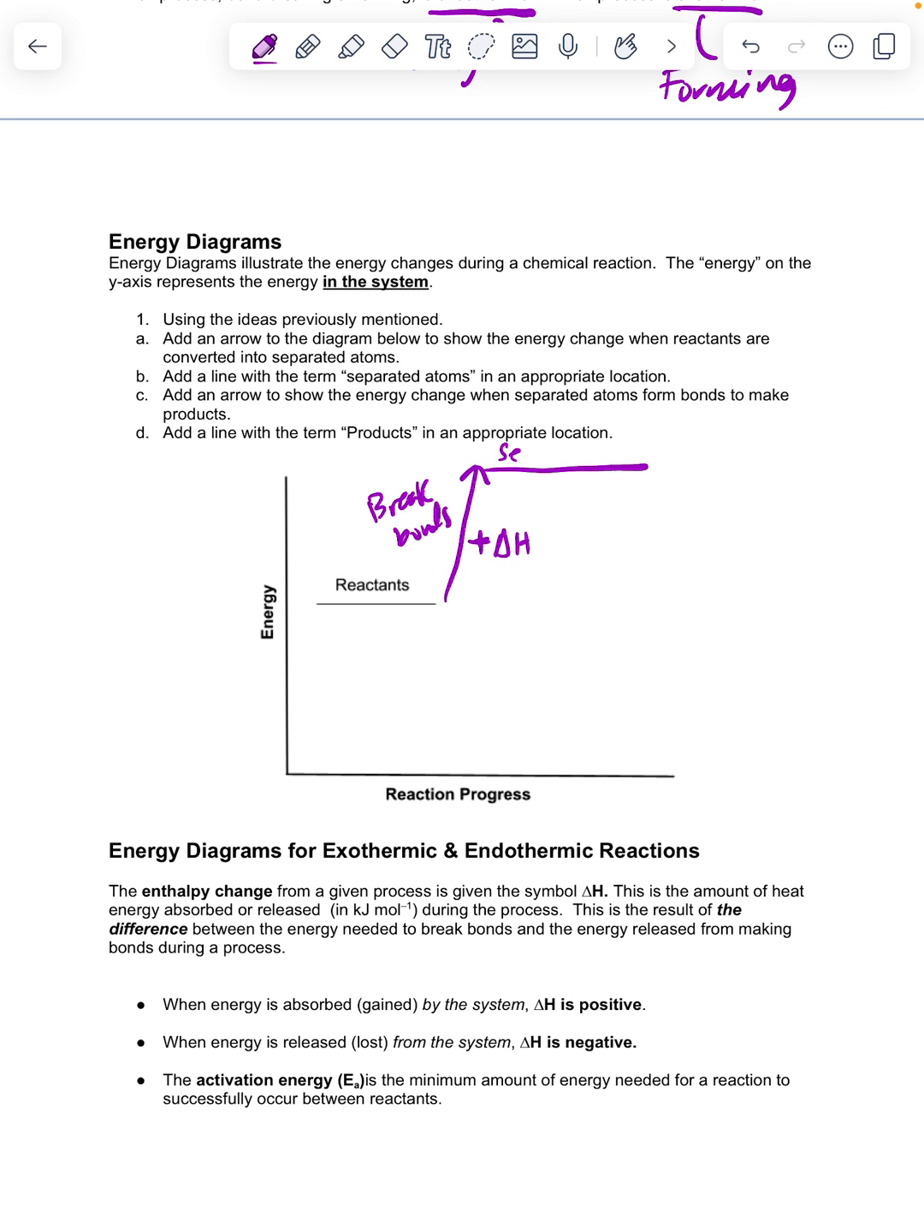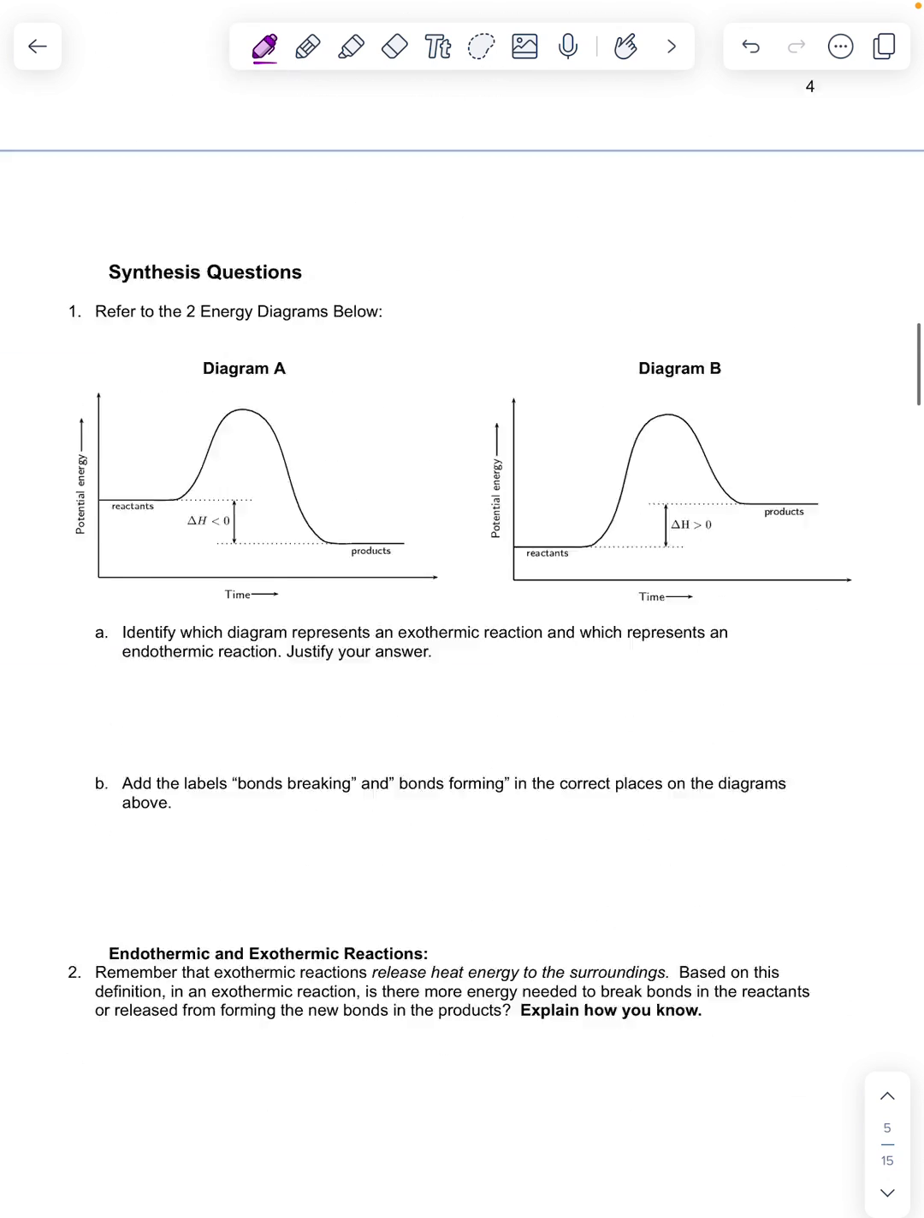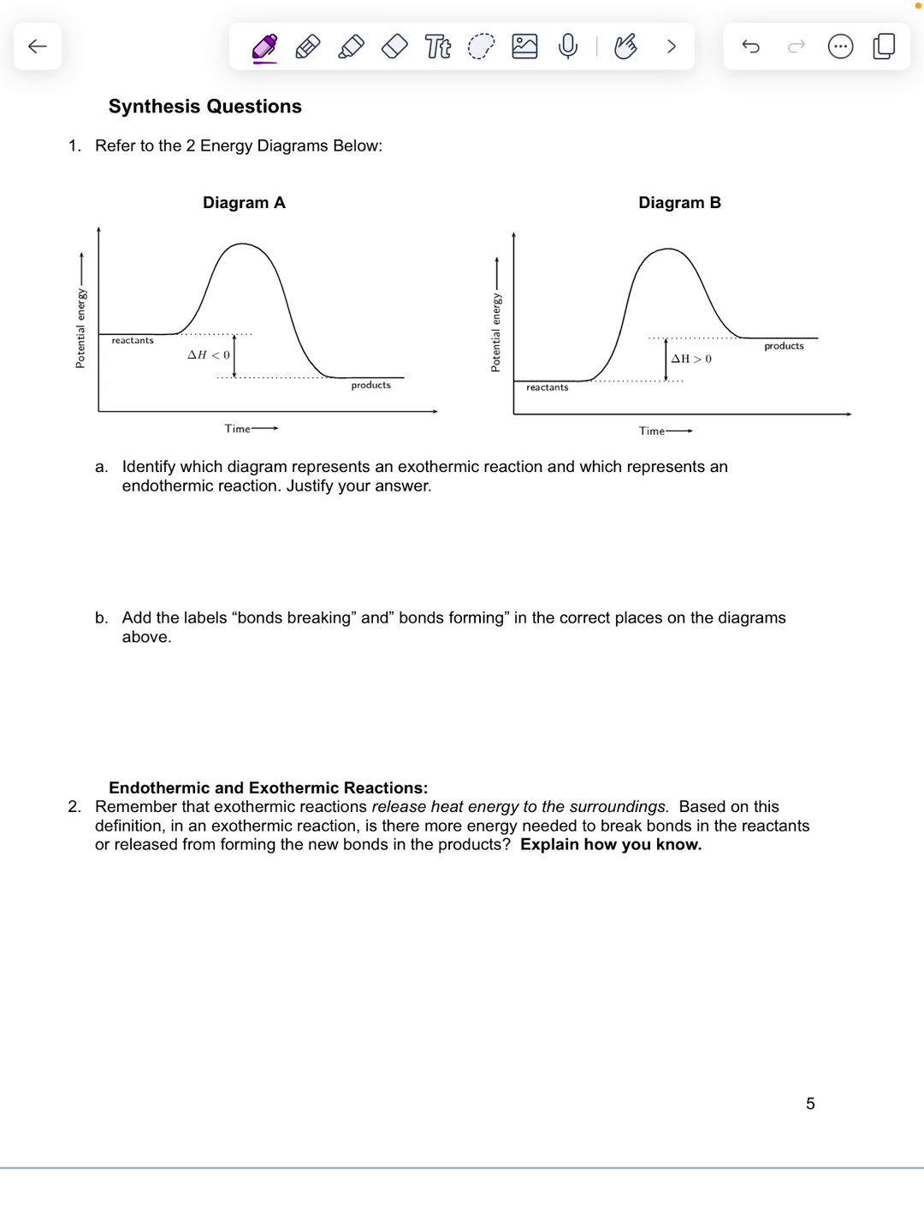At that point, we will have separated atoms. And then when separated atoms come back together and form new bonds, that will involve an energy release. And we'll end up with our products. And so on this part, we're showing bonds forming. So no matter what the reaction, it's always going to take energy, or you'll have to put energy in to break bonds, and then you'll get energy back out when new bonds form. This is summarized here.